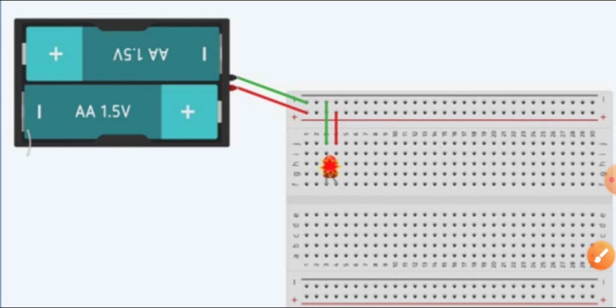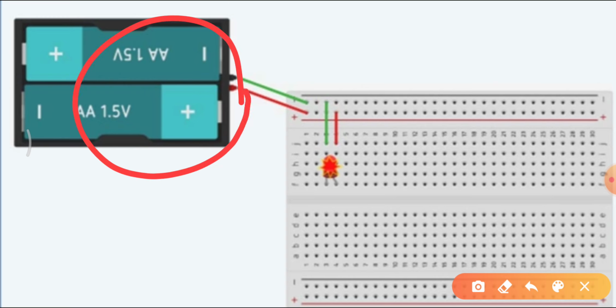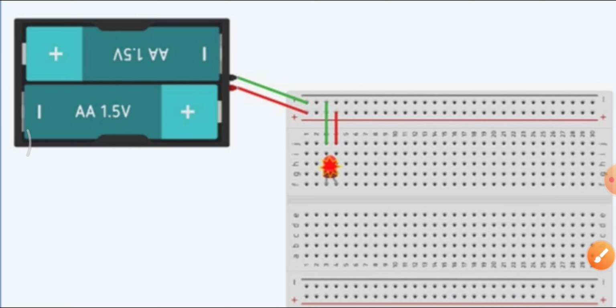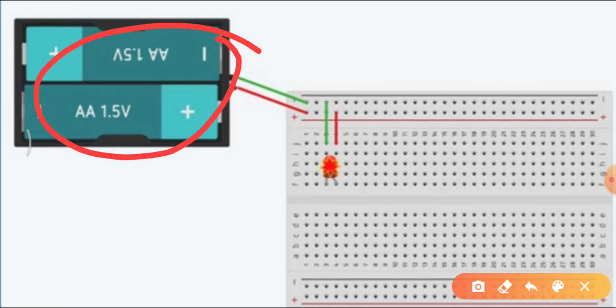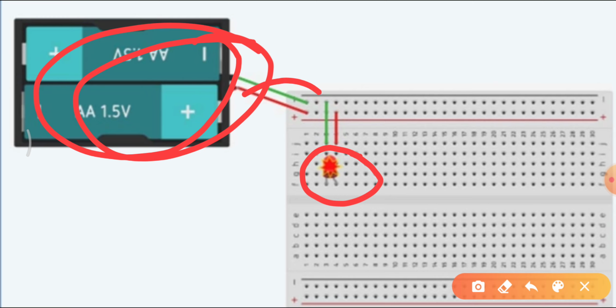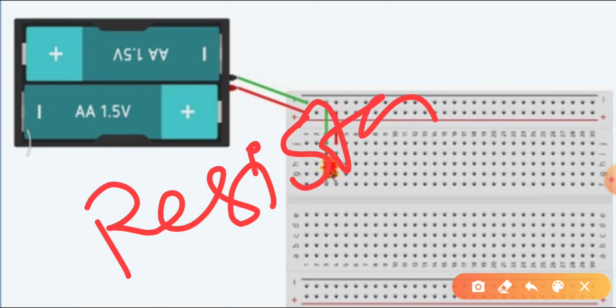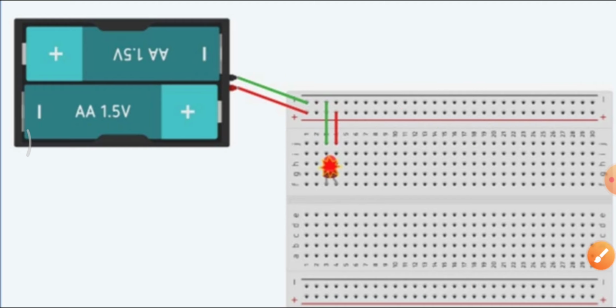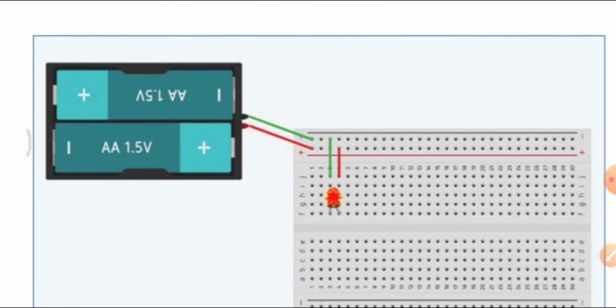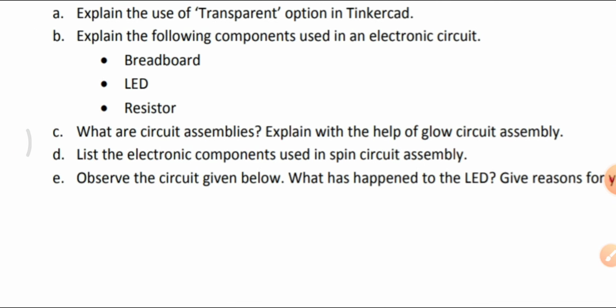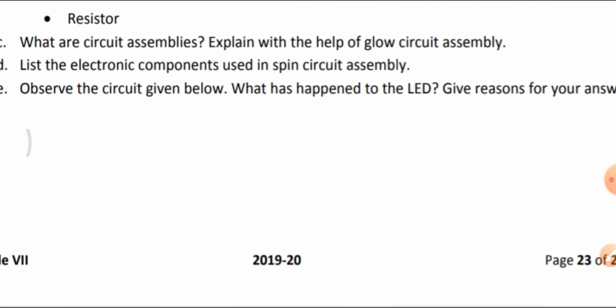It is because there is no resistor. Why is it getting blasted? Because the power supply is passing directly to the LED, and this power supply is more than enough for the small LED light. It requires a small current, and the battery is providing a larger current supply. So why is it happening? Because there is no resistor. And what is the use of a resistor? Resistor is used to control the flow of current. So this is a very simple understanding of resistor and the reason for this question also.